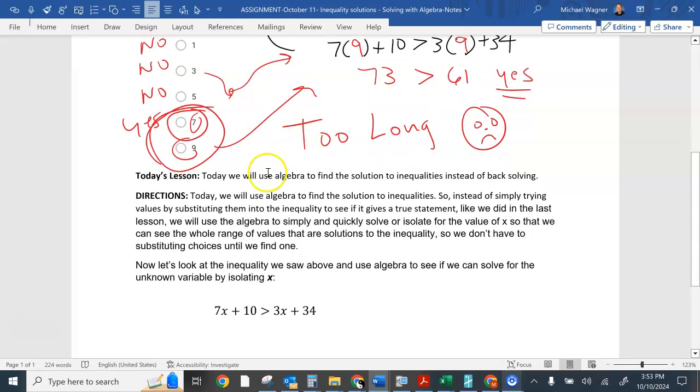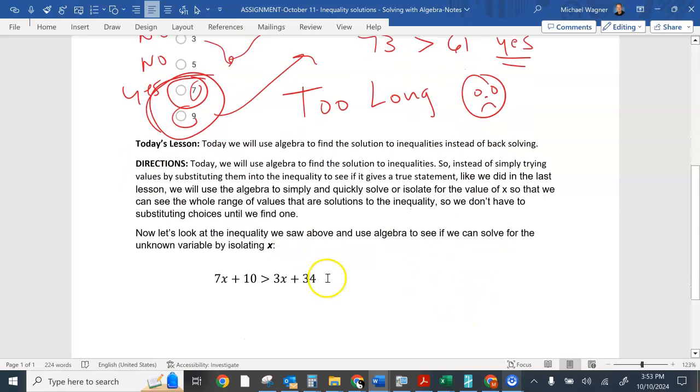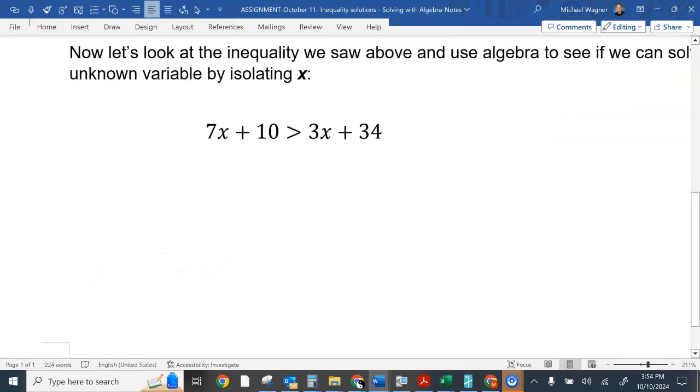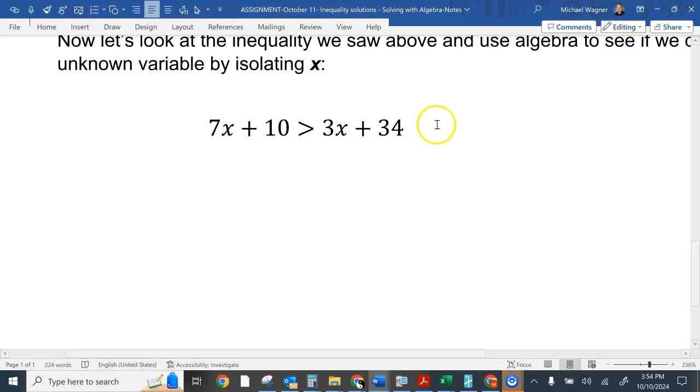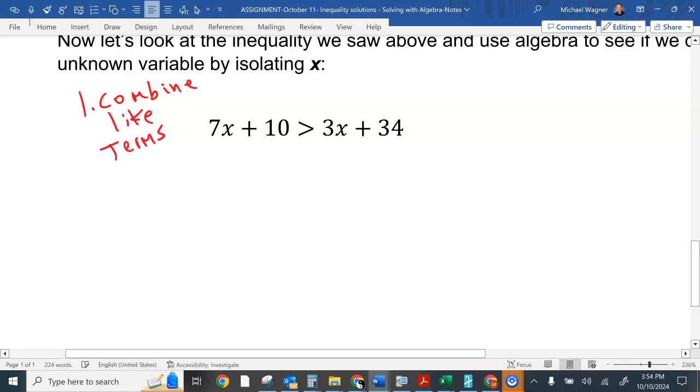So now I want you to read this and translate this. And now we're going to try a different way. So go ahead and translate it. Okay, now we're going to use what we learned about algebra: isolate and solve for x. Number one, we combine like terms. That's the 7x and 3x. They're on opposite sides, so we have to remove them.